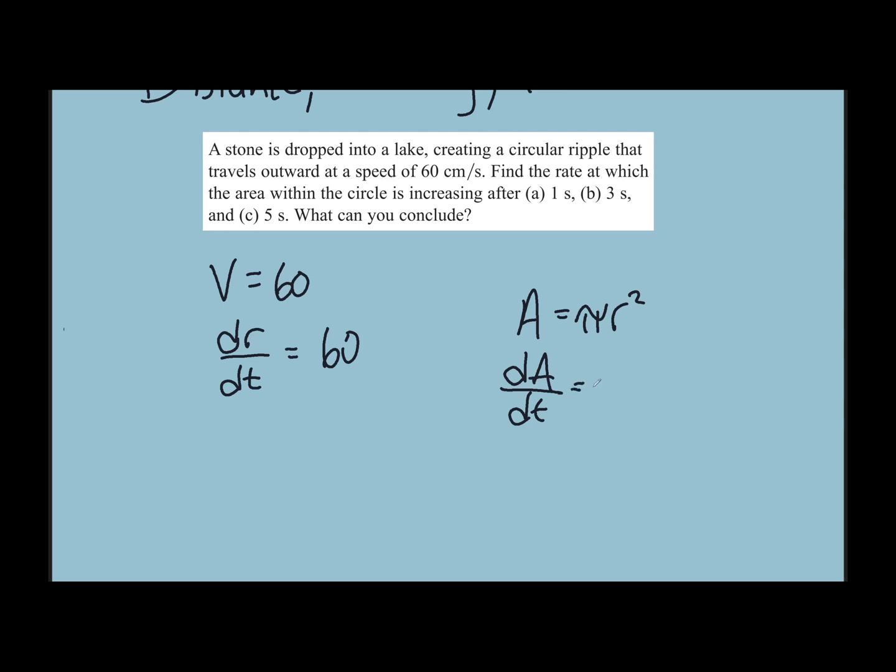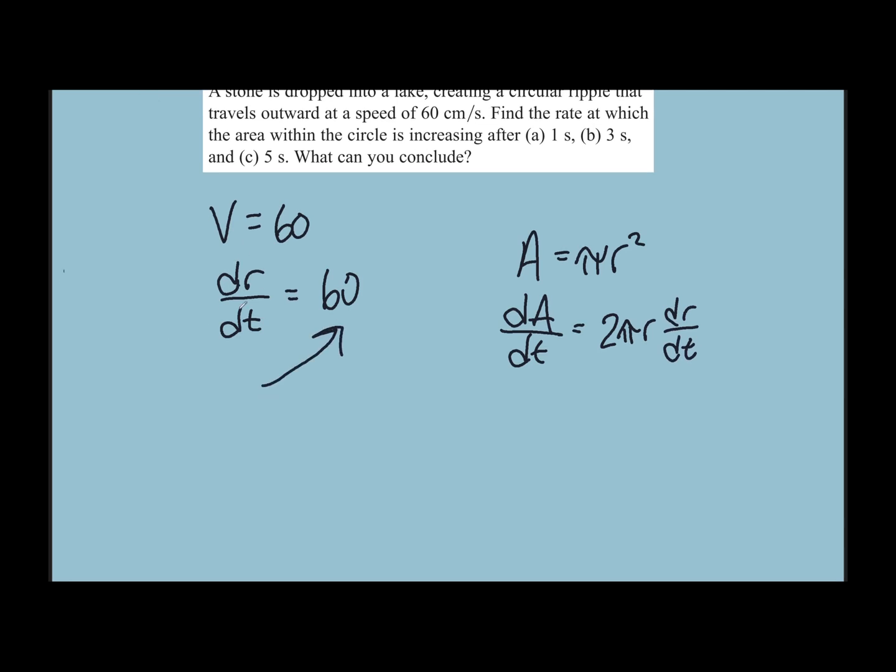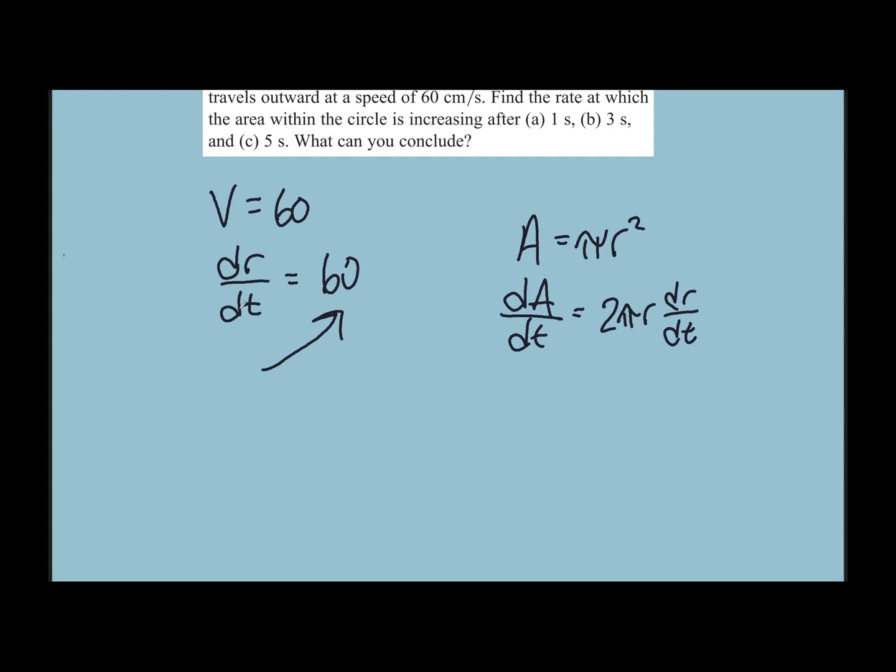Well, we take the derivative. That's going to be 2 pi r, and then chain rule, because this r thing is a changing thing, isn't it? That's what this is a function of, so it's dr dt. And we know what that is. That's 60, right? They told us that. So we're going to say the change in area is equal to 120 pi r. I hope you're with me so far.